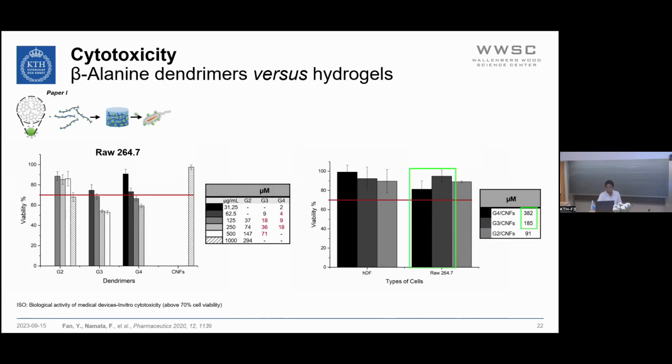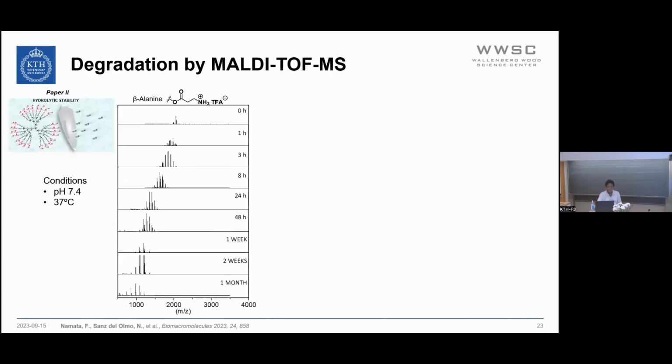So now I'll move on to the second project, where, as I mentioned, we evaluated the hydrolytic stability. And you might think, okay, why is it important to have a hydrolytically stable dendrimer? The main thing is that we already have a platform of beta-alanines that we considered do degrade. They are still amazing compounds because they are antibacterial.